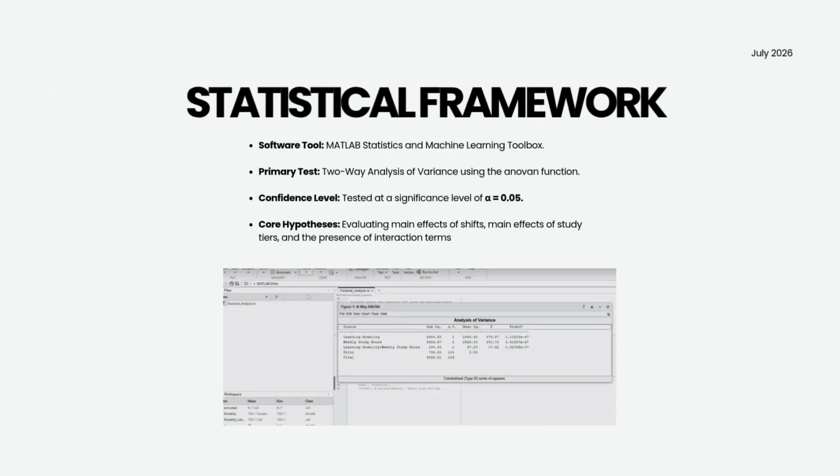For our statistical data analysis, we leveraged the MATLAB Statistics and Machine Learning Toolbox using the multivariable ANOVA function executed at a significance level of 5%. We tested 3 distinct sets of hypotheses, evaluating whether true performance means across shifts were identical, whether scores remained stable across the 3 study hours tiers, and crucially, whether the interaction coefficient between delivery method and time invested was equal to 0.